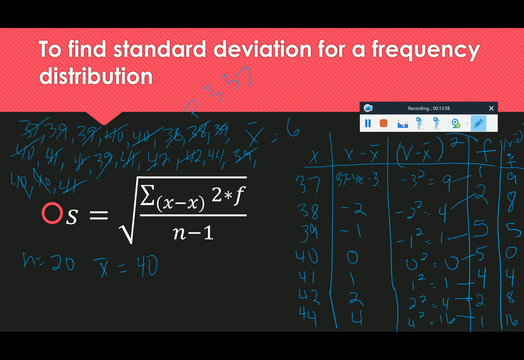All right, so then you have to take the sum of these. So you add all those together and you get 50. And we said there were 20 numbers, so 20 minus 1, and then you take the square root of that. So that'll be the square root of 50 divided by 19. And you should get approximately 1.62. So that's your standard deviation for that. Okay.